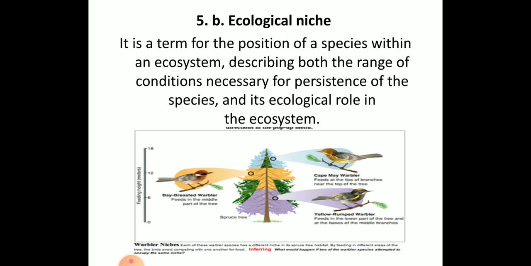Okay, then ecological niche. As you have studied Darwin's finches, these finches occupy different niches in a particular tree. Some finches are adapted to the upper portion of a plant, some are near the ground, and some are in the middle of the branches. That is called a niche. It is the position of a species within the ecosystem. That is how we call it an ecological niche.